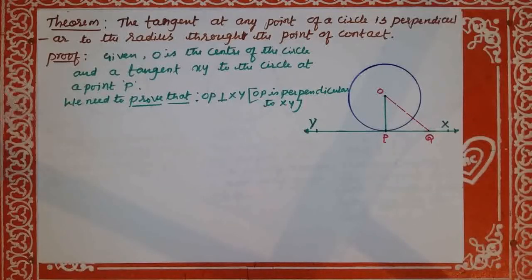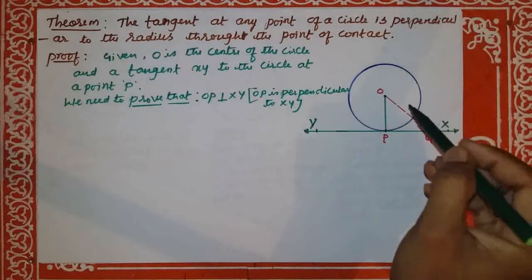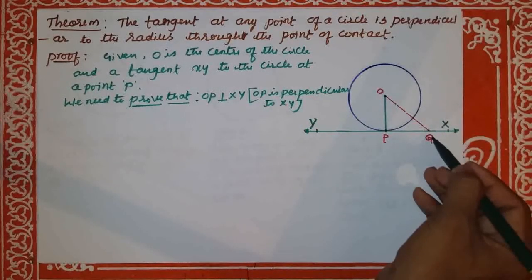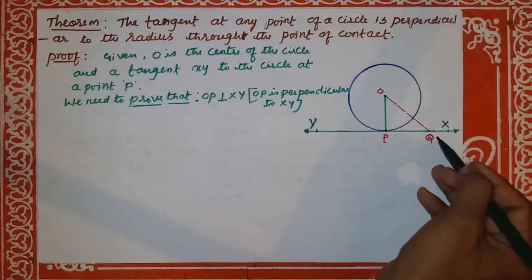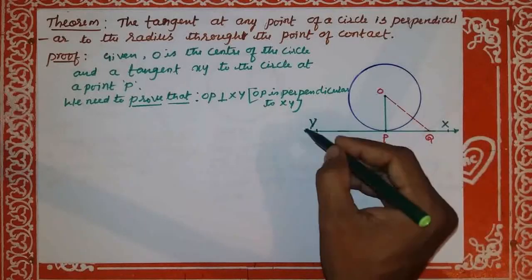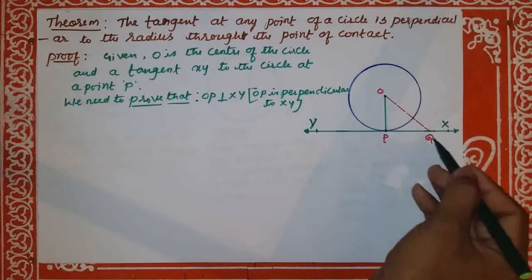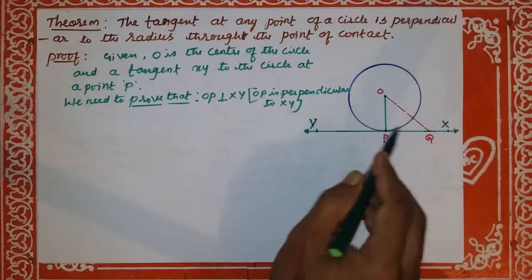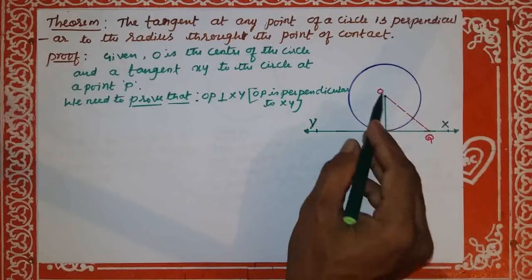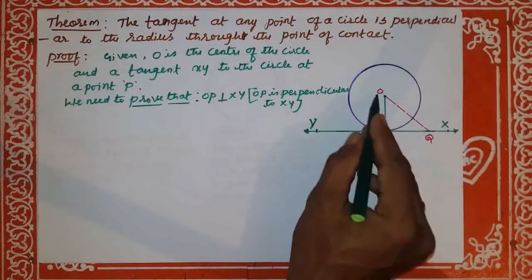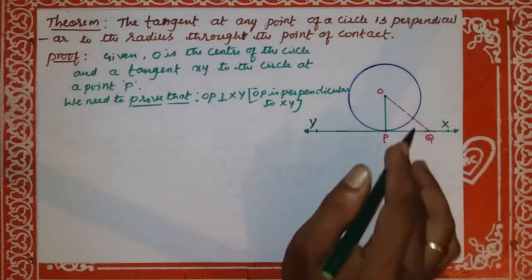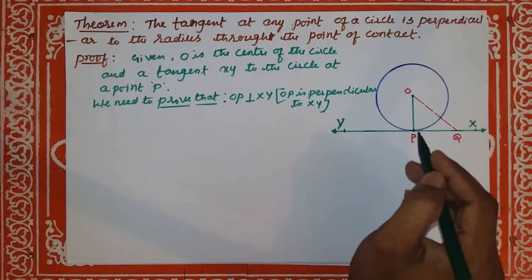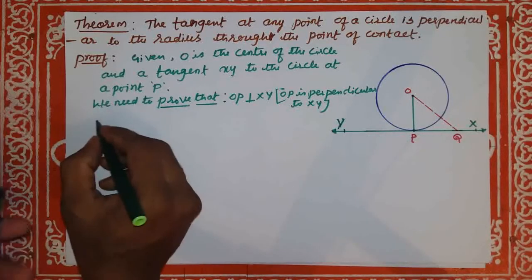Okay, see, here we have taken Q outside of this circle, and Q is a point on XY other than P. It is looking like OQ is greater than OP, OQ is greater than the radius. Okay, take a point Q on XY. See here, let us prove.